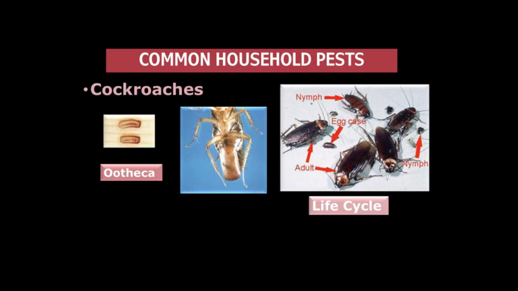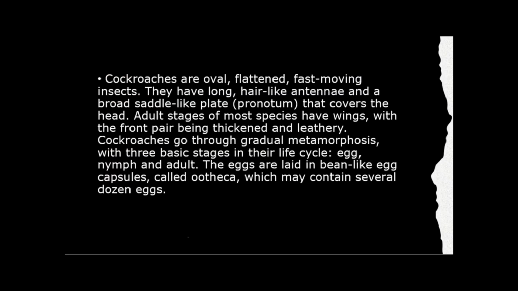Common household pests, cockroaches. What you're seeing here on the left is an ootheca, a cockroach egg sac, and the life cycle of a cockroach on the right. Cockroaches are oval, flattened, fast-moving insects. They have long, hair-like antennae and a broad, saddle-like plate, the pronotum, that covers the head. Adult stages of most species have wings, with the front pair being thickened and leathery. Cockroaches go through gradual metamorphosis with 3 basic stages in their life cycle: egg, nymph, and adult.